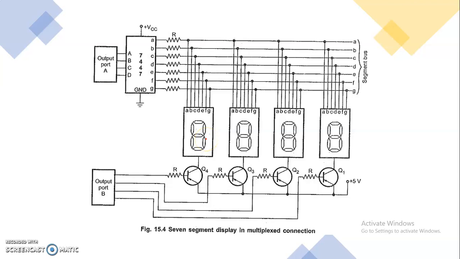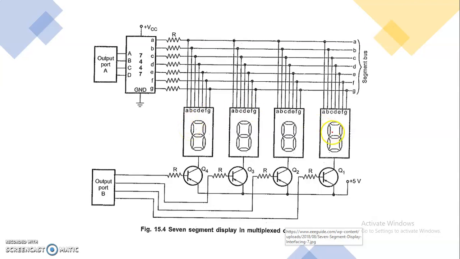Suppose I want to display 2 in all the 4 7-segment displays, then the bottom part is not required at all. Once you give the data, immediately the data for 2 will be available at the lines A to G, and all the 4 7-segment displays will display the digit 2.